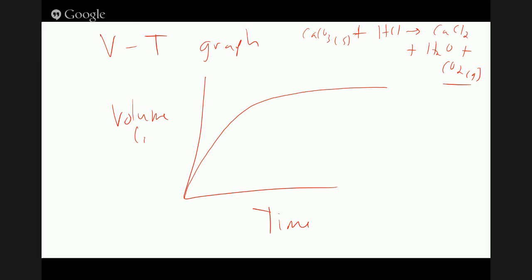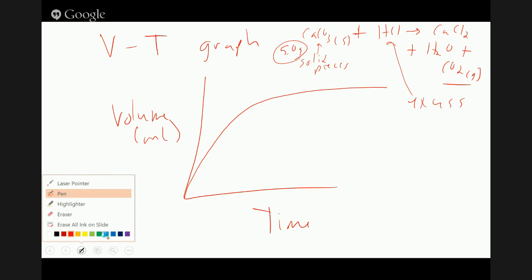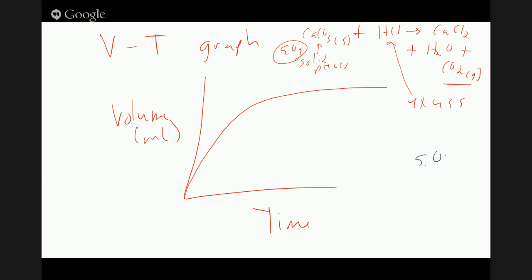This is volume, maybe in milliliters or centimeters cubed. Let's say that I have calcium carbonate in solid pieces, 5 grams, and I have excess hydrochloric acid. So I'm going to do another reaction, and I'll use a different color. I'm going to do another reaction where I have 5 grams of calcium carbonate.